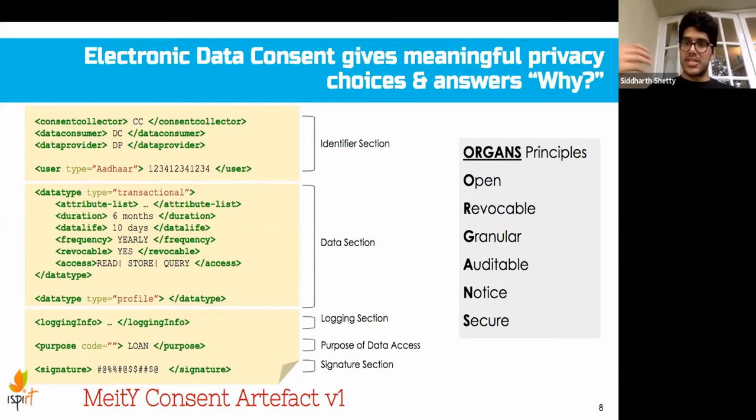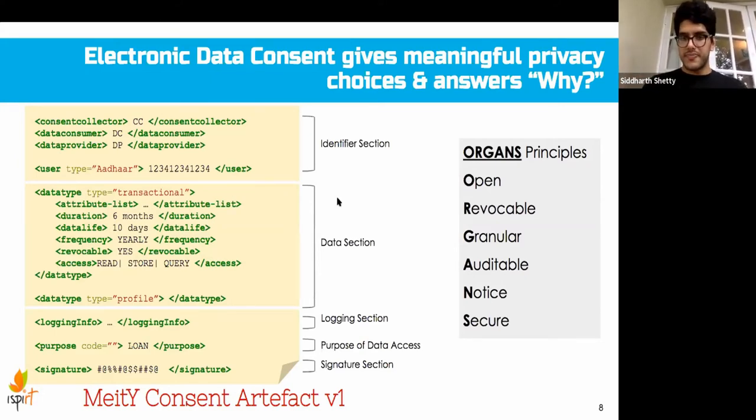You can imagine the same extended to your educational information. Imagine I have an educational mark sheet. If all an entity wants to know is whether I am a 10th grade pass, rather than sharing all my 10th grade mark sheet certificates, I can just share a query that reveals a simple yes or no to that question. Or in health, instead of sharing all my diagnostic tests, I may choose to share only a particular value or attribute as part of that diagnostic test. The A in ORGANS is auditable.